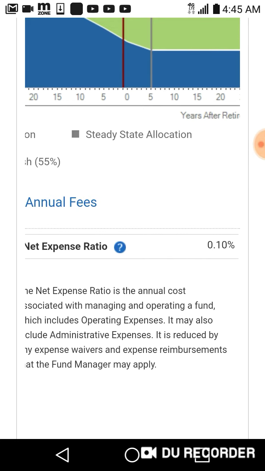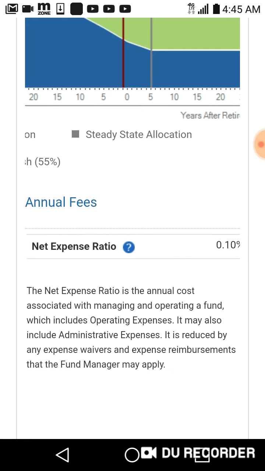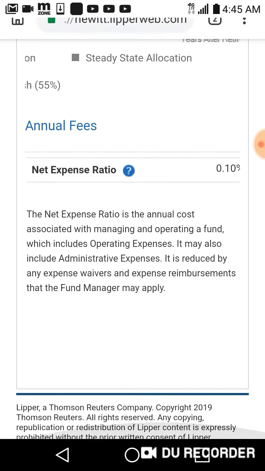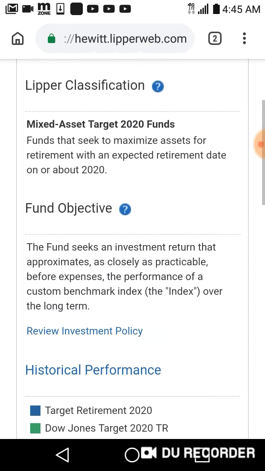This next portion, you can look at how much they charge for you to be in the fund. And the net expense ratio is the annual cost associated with managing and operating a fund, which includes operating expenses. It may also include administrative expenses, and from time to time they'll reduce it by any expense waivers or expense reimbursements that the fund manager may apply. So that's just the overall for that one.